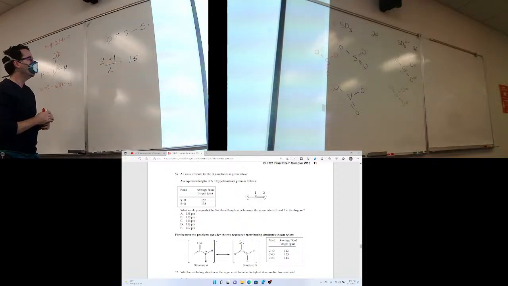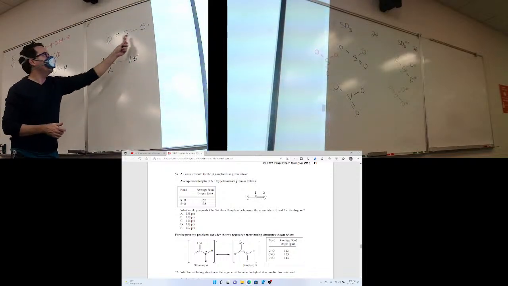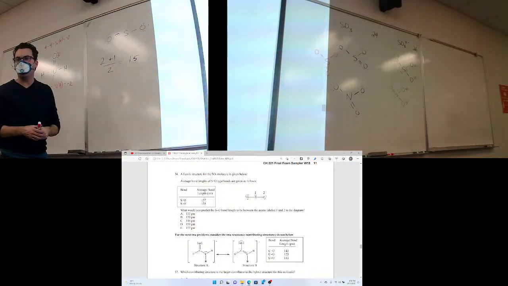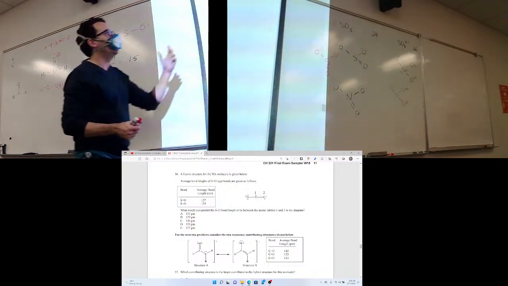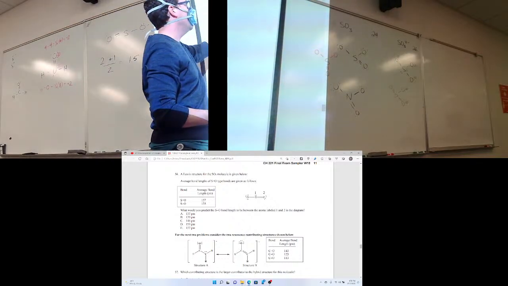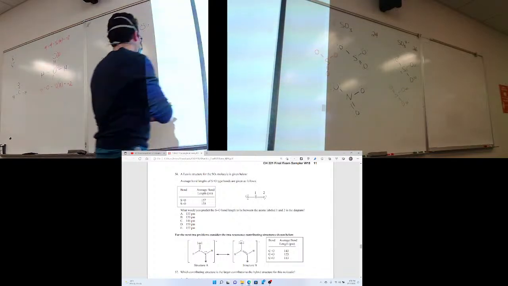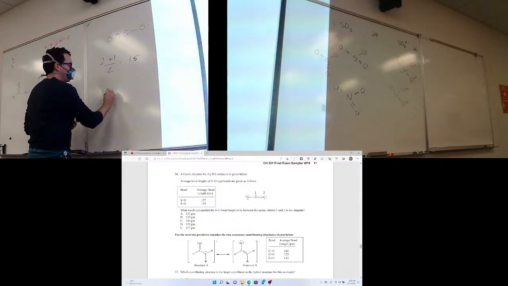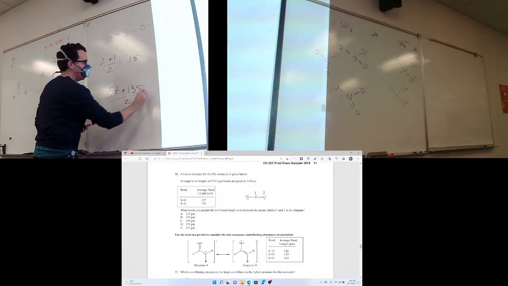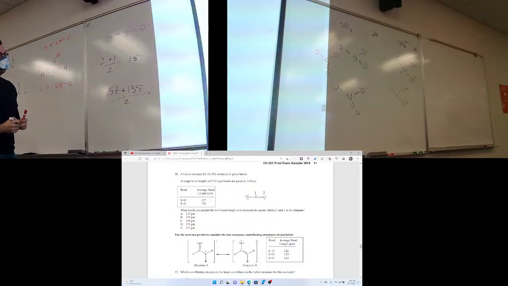So what this is telling me is that the average bond here is not 2 or 1, it's an average of 1.5. So I would predict that it's somewhere in between these two. It's a 1.5 bond. It's not a single bond, it's not a double bond, it's in between. And the best one that's in between is probably the C, 146. How do you figure that out? Well, let's do the average. 157 plus 135, we'll divide that by 2. And I think you get 146.